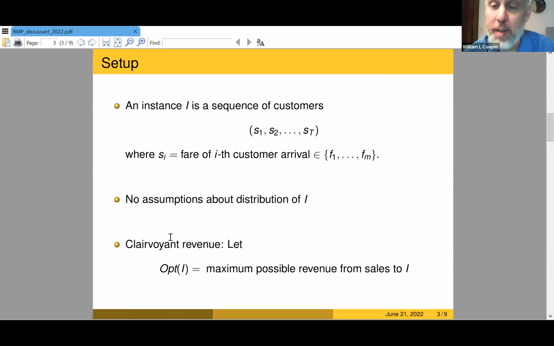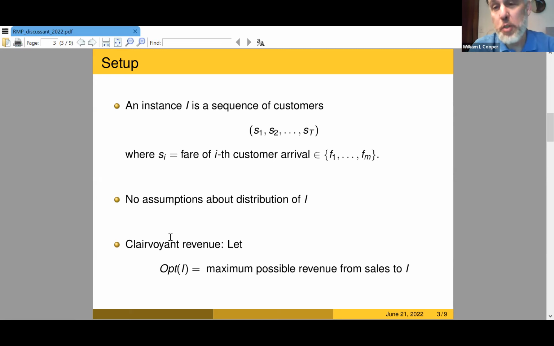If I'm a clairvoyant airline, then I will know the instance in advance, and the amount of revenue I get will be called OPT of I. The way you could figure this out is you start and fill up as much space as possible with customers who want to buy the most expensive fare. Then you fill up as much space as possible with the customers who want to buy the next most expensive fare. You keep on doing that until you've sold all your seats. That would give you OPT of I.